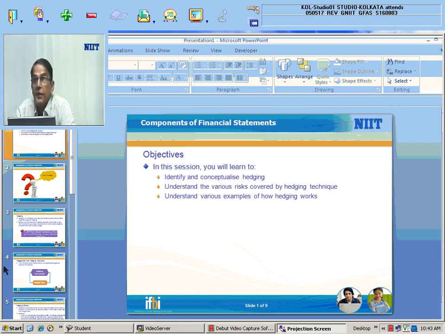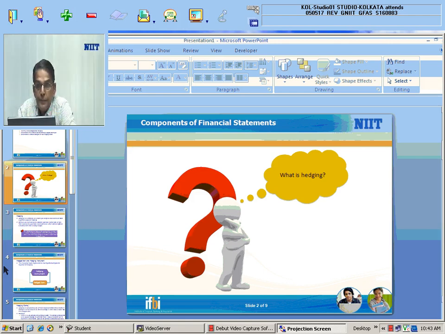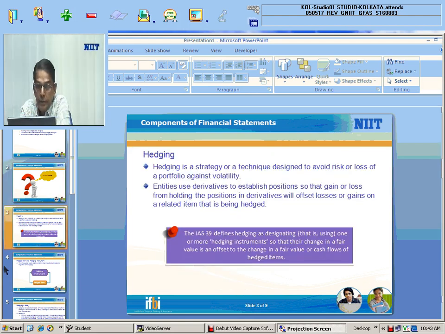Now the question is, what is hedging? Hedging is a strategy or technique designed to avoid risk or loss of a portfolio against volatility. When you are holding a portfolio, the volatility may cause a loss. It subjects you to a certain risk. To avoid the risk of loss of a portfolio against volatility, hedging strategies or techniques are used.